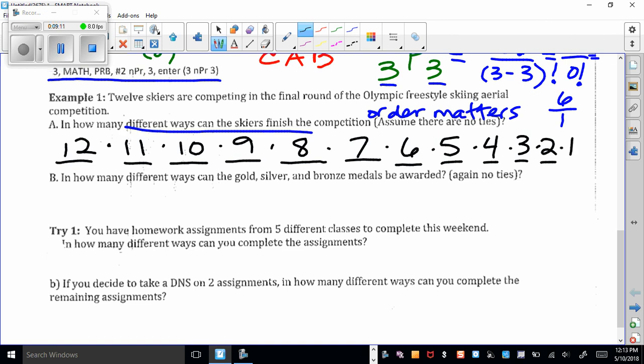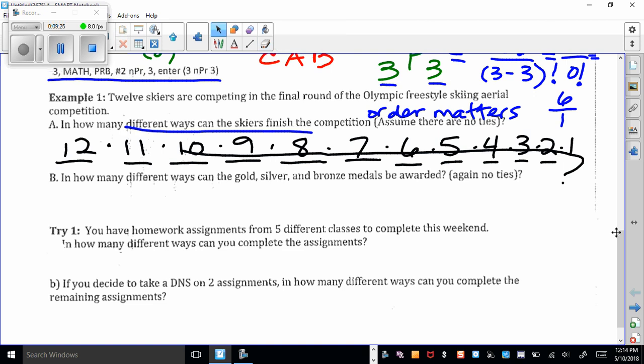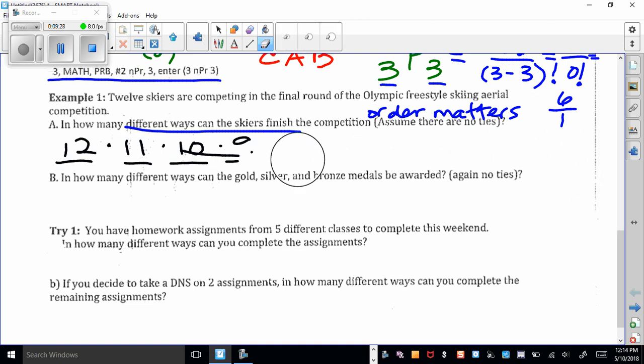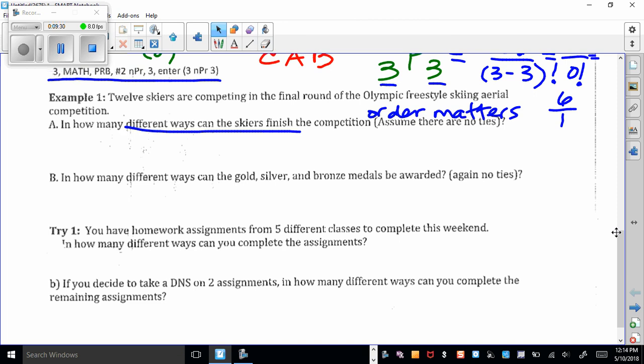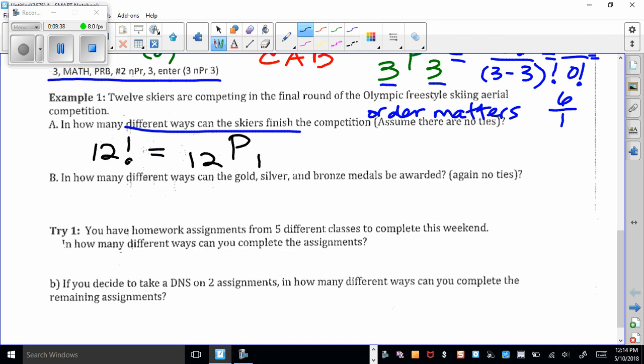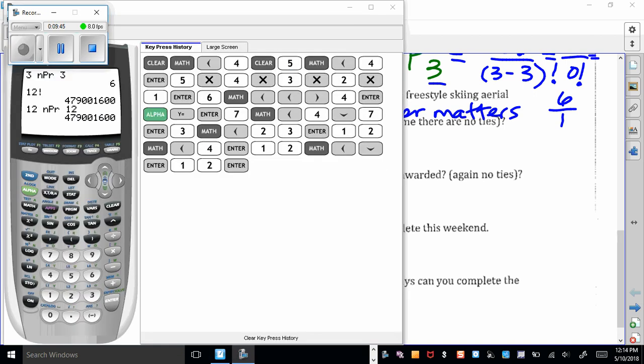Now that's a lot to write out. So we have shorthand, and we just write that as 12 factorial. I'm going to go ahead and make that be 12 factorial. And notice that is equal to, I'm taking 12 things in order, and I'm putting all 12 things in a row. And let's see if those are the same on our calculator.